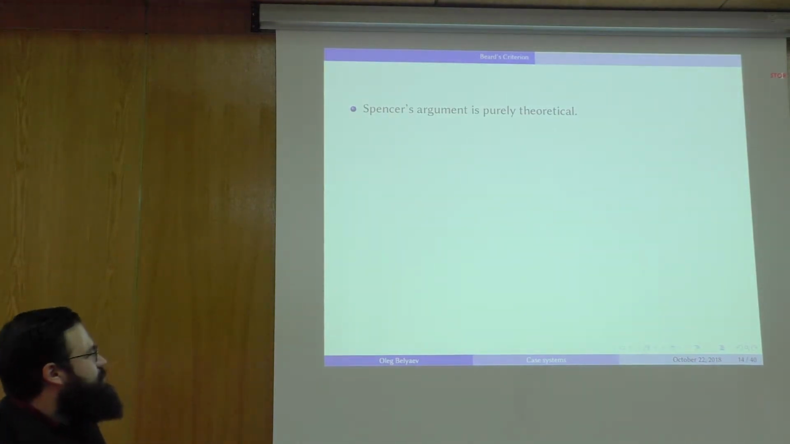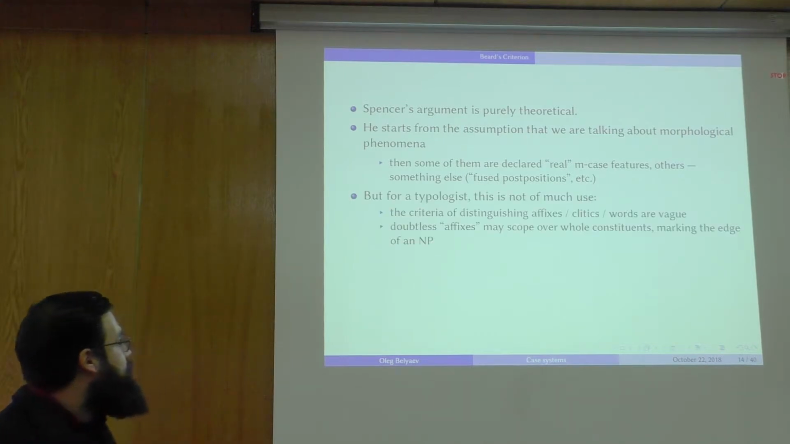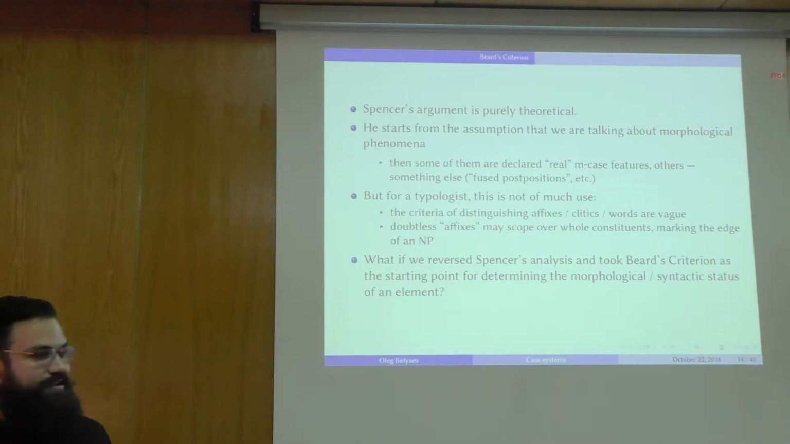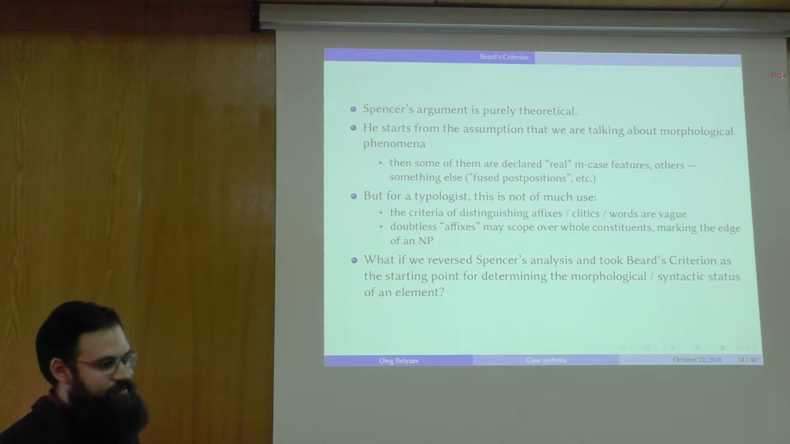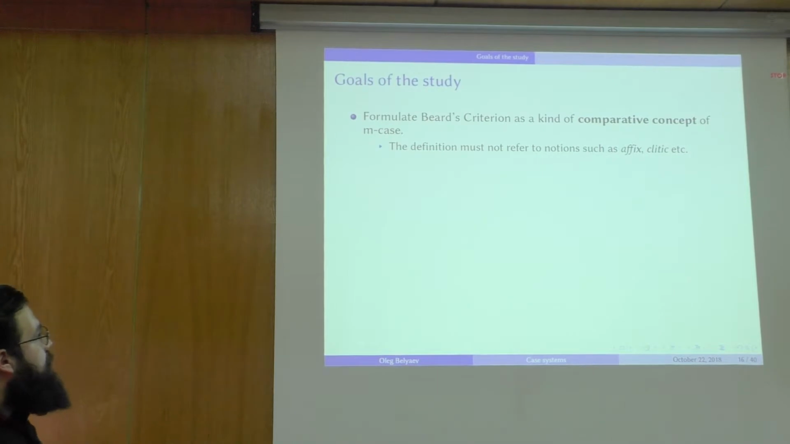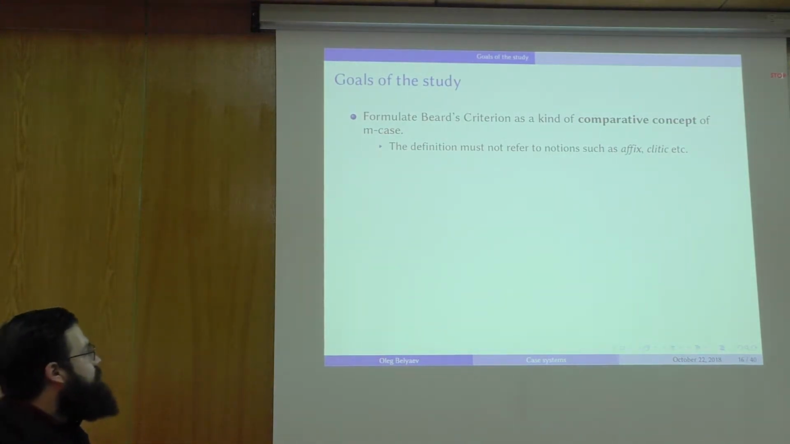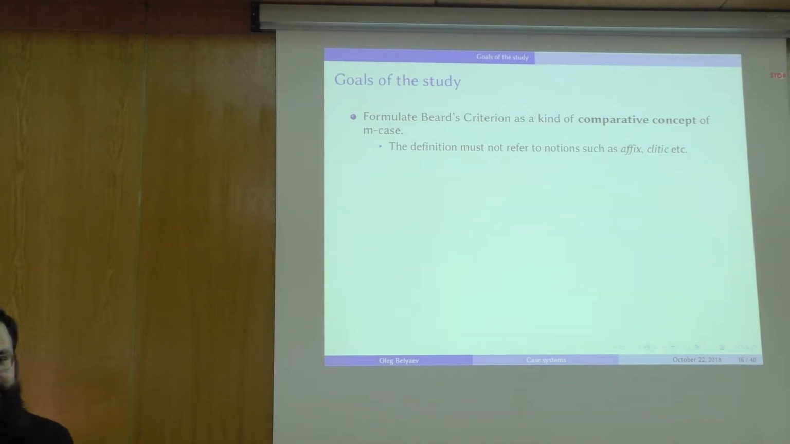And while Spencer's argument is purely theoretical, and he starts from the assumption that we are talking about morphological phenomena, I propose instead reversing Spencer's analysis and using Beard's criterion as the starting point for determining the morphological or syntactic status of an element. And then we'll see whether any interesting generalizations follow. So the goal of this study is to formulate Beard's criterion as a kind of comparative concept of M-case. So the definition, importantly, must not refer to notions such as affix, clitic, and so on.